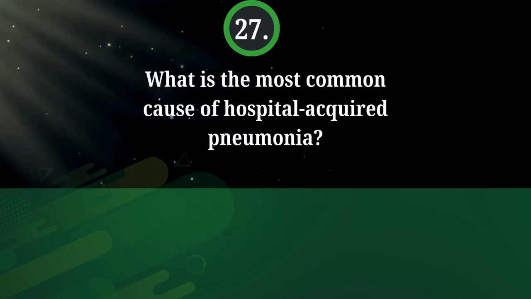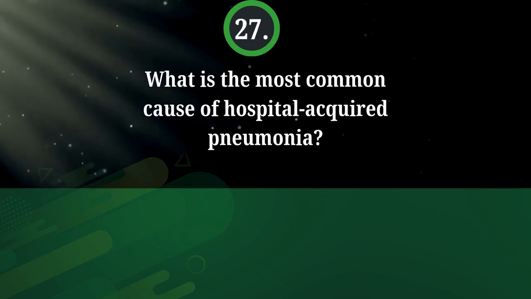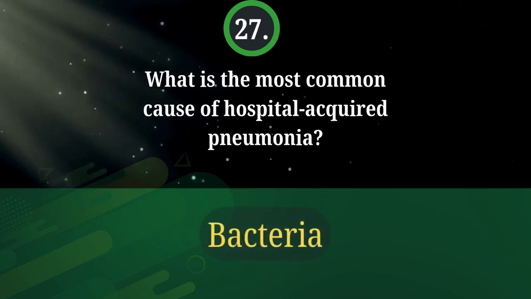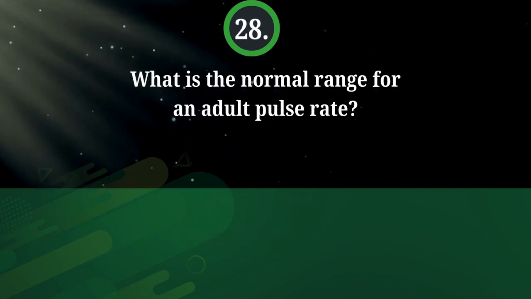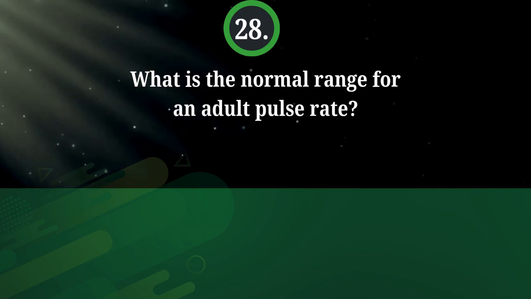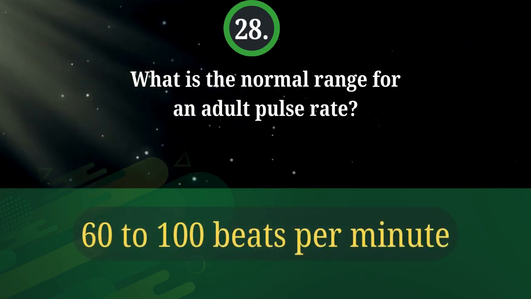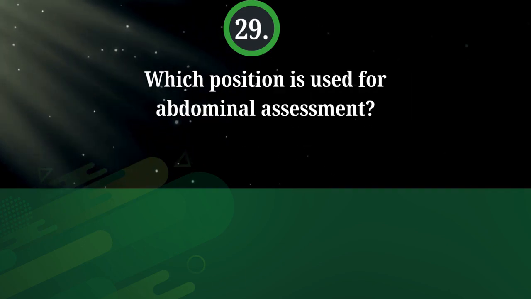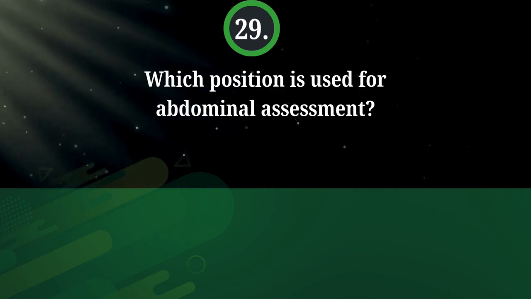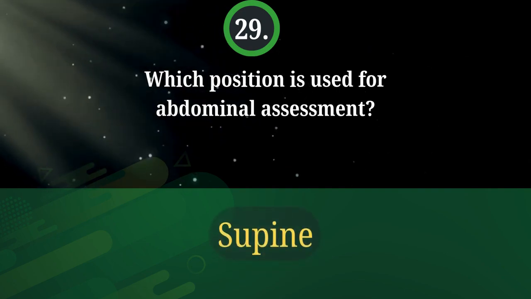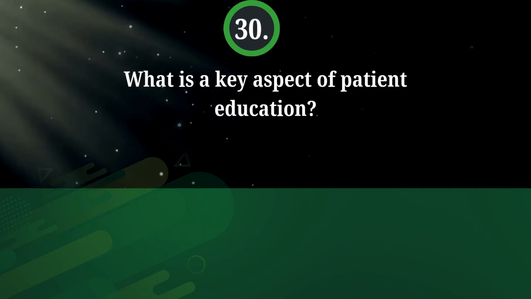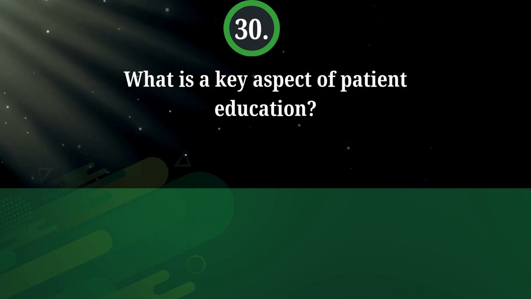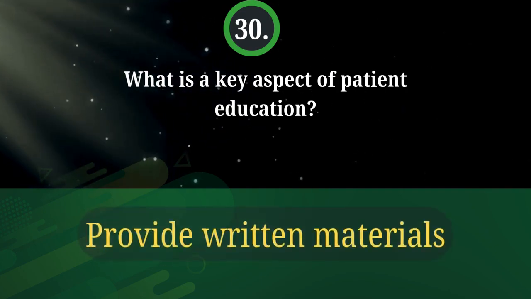27. What is the most common cause of hospital-acquired pneumonia? Bacteria. 28. What is the normal range for an adult pulse rate? 60 to 100 beats per minute. 29. Which position is used for abdominal assessment? Supine. 30. What is a key aspect of patient education? Provide written materials.